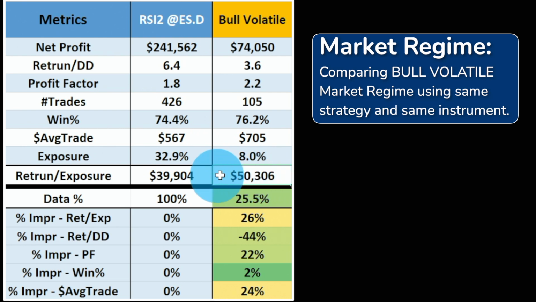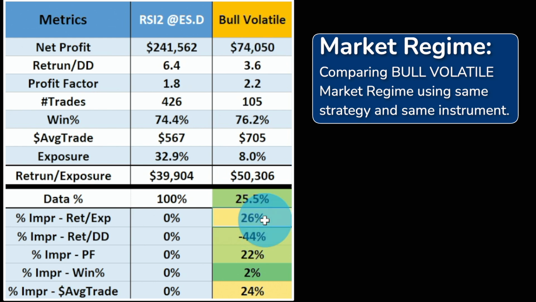And that's why I did this, so we can easily compare. And then below this, I have the comparison to the base. So here, the number of times that this market regime exists. So out of the full data, the 18.4 years, 25.5% was spent in the bull volatile market regime.